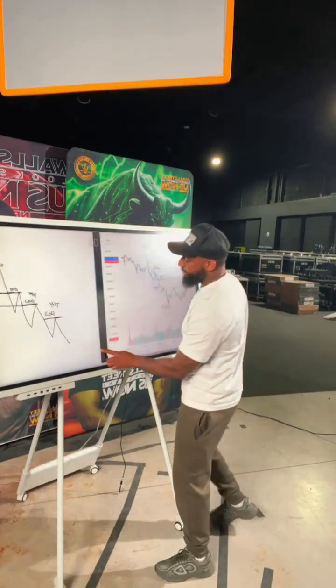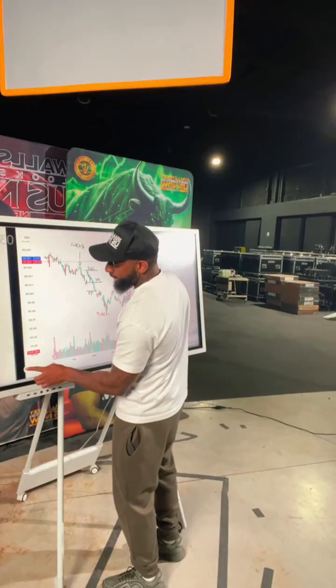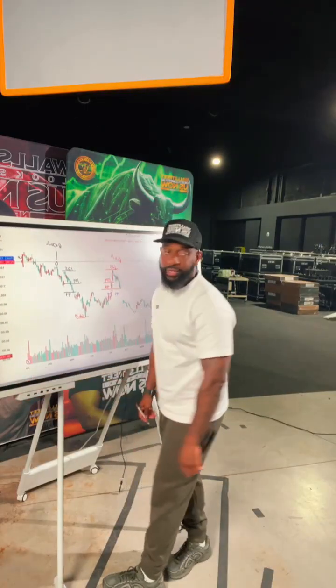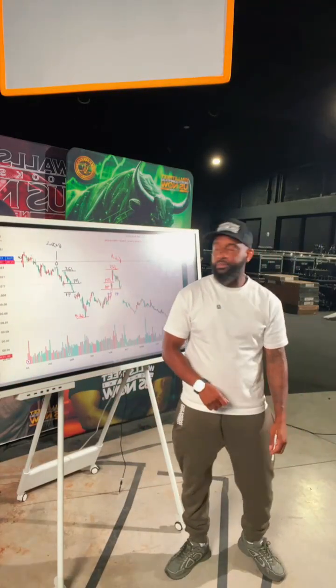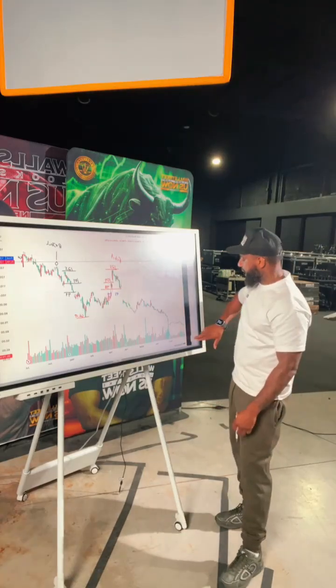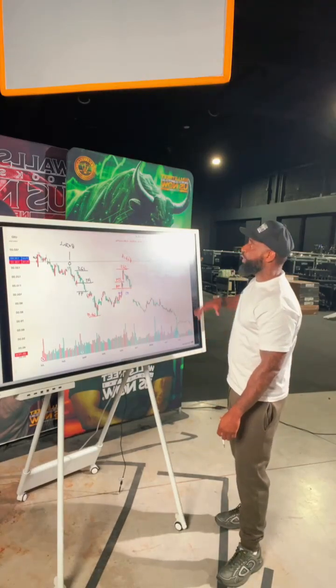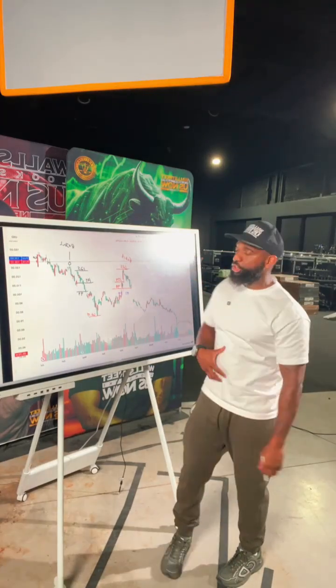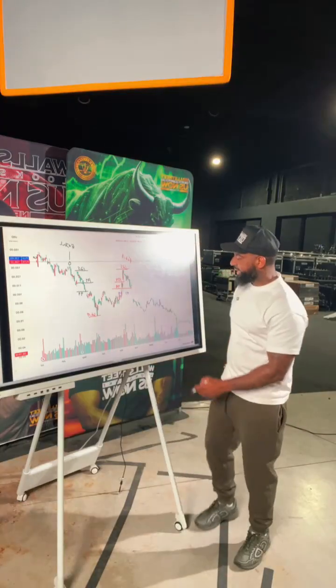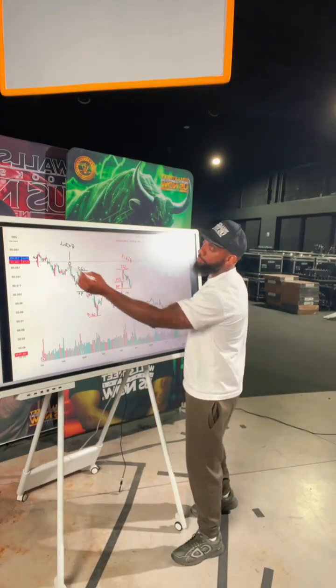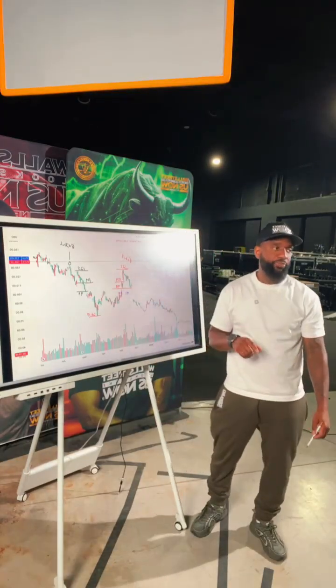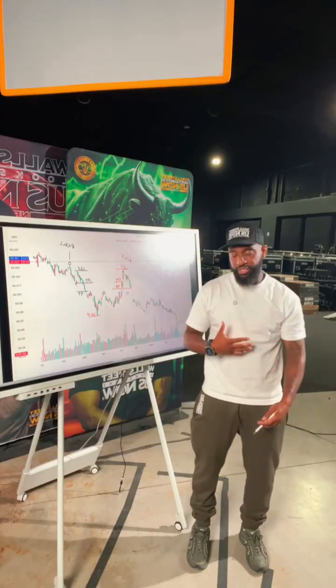So what we're gonna do right here, let's look at a chart. So right here we're gonna look at Palantir, right? Ticker symbol PLTR. We are looking at the daily chart for Palantir. So essentially every candle here represents 1 day, right? Every candle here represents 1 day.